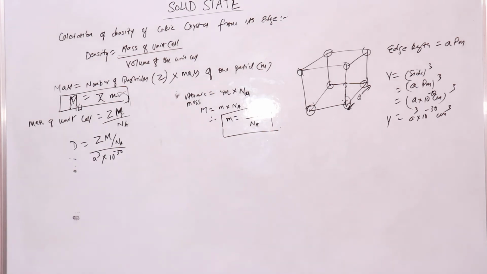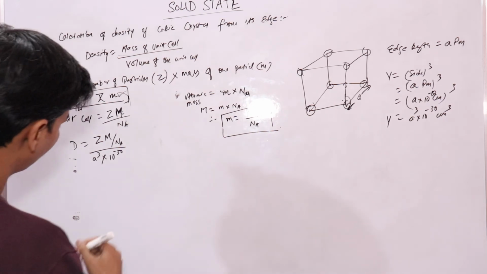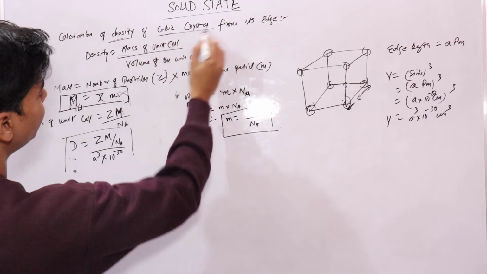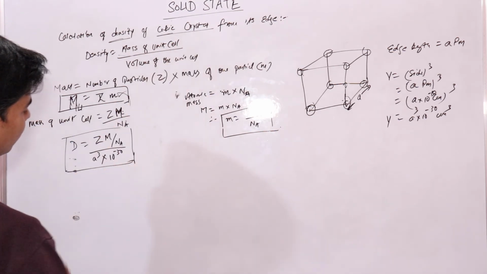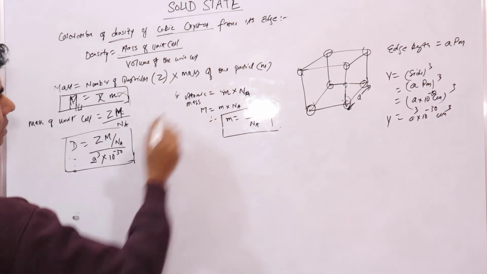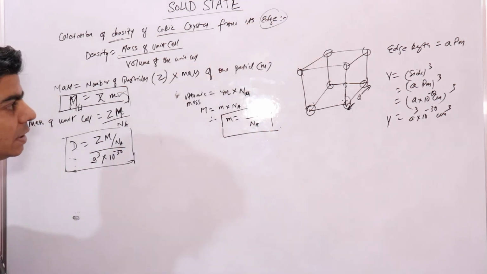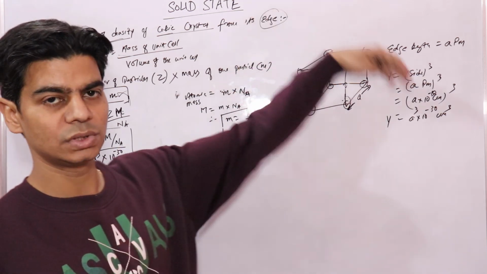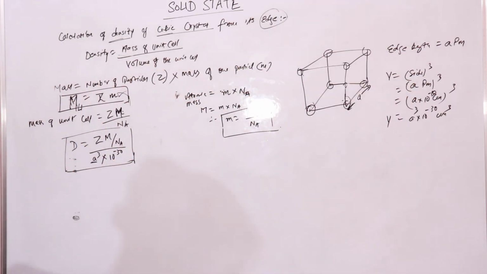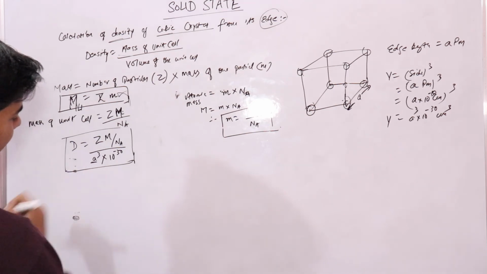This is the expression for the density of the cubic crystal in terms of its edge, right? If you know this edge, which we have calculated using some experimental techniques like diffraction, right? Using the diffraction technique, we find this value of A cube.